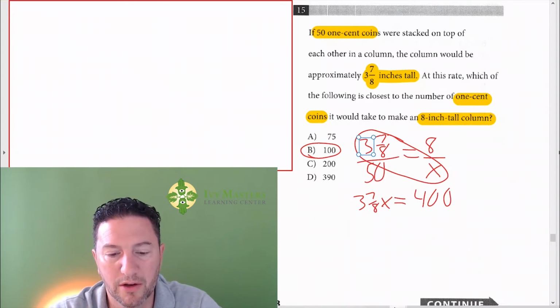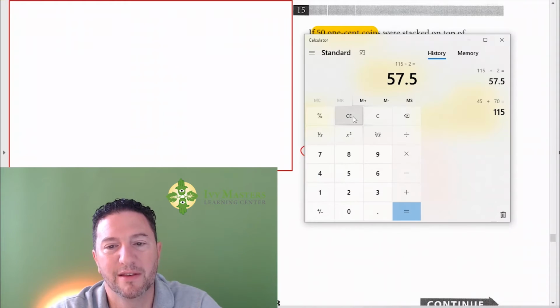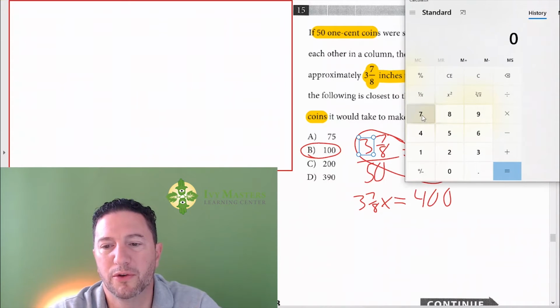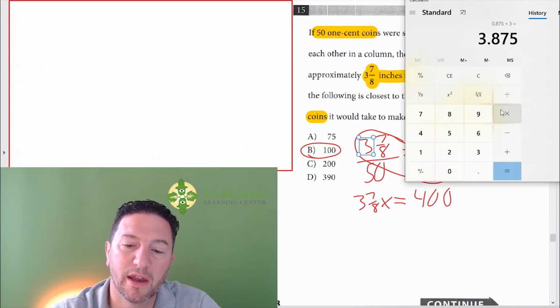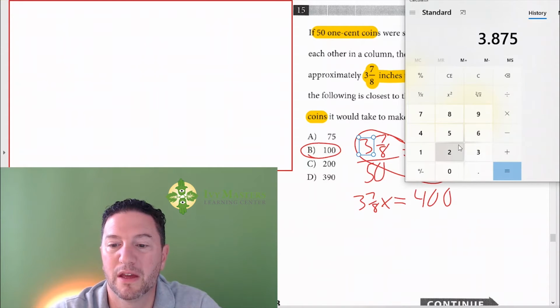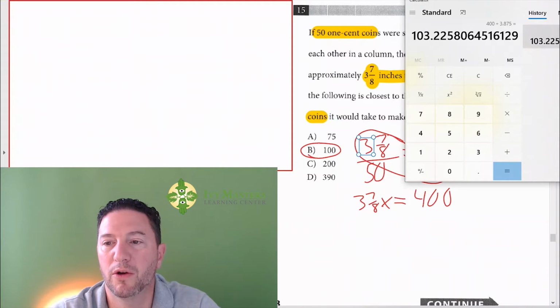If we use our calculators, since this calculator's not the highest tech, I'm going to have to do 7 divided by 8, and then add the 3 to get 3 7/8 as a decimal, and I got 3.875. Now if I do 400 divided by 3.875, I wind up getting 103.something. So yes, it is closest to 100.